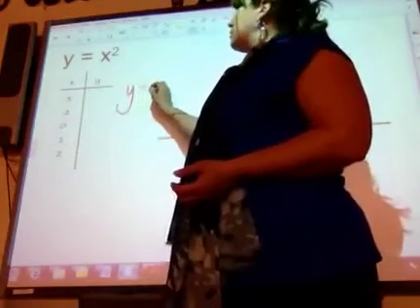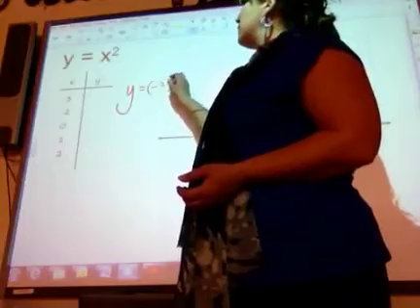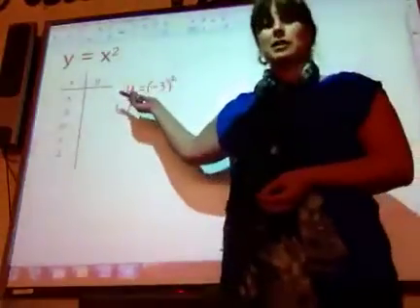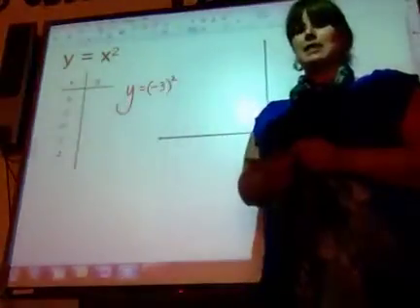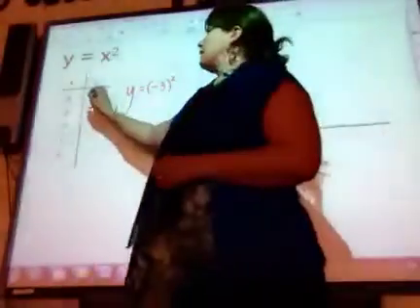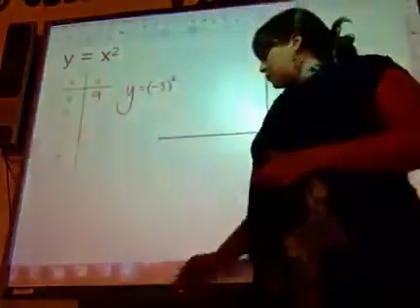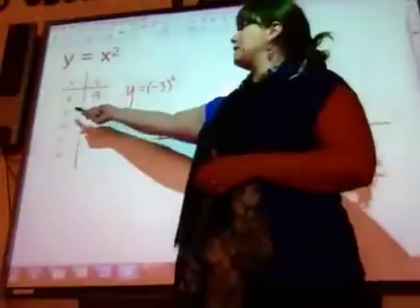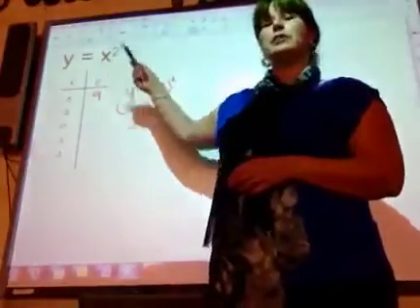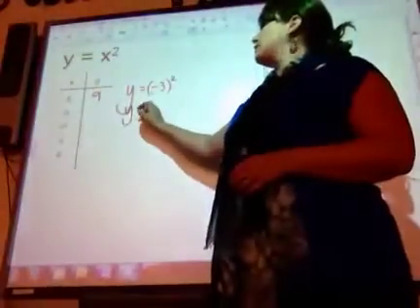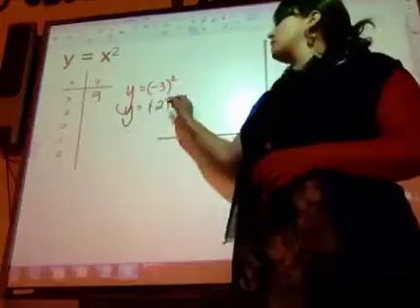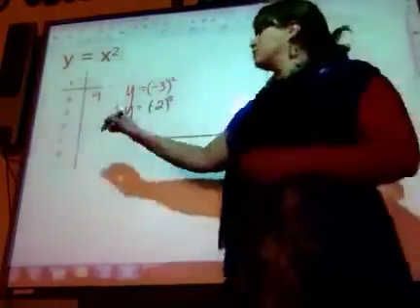So we'll do y equals -3 squared. So -3 squared, remember, means -3 times -3, which is +9. Then we move on to our next one. We have now a -2 for x. So we plug a -2 in place of the x. So y equals -2 squared, or -2 times -2, which is +4.